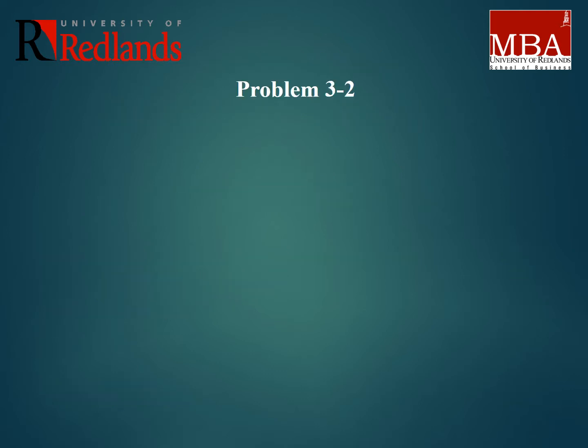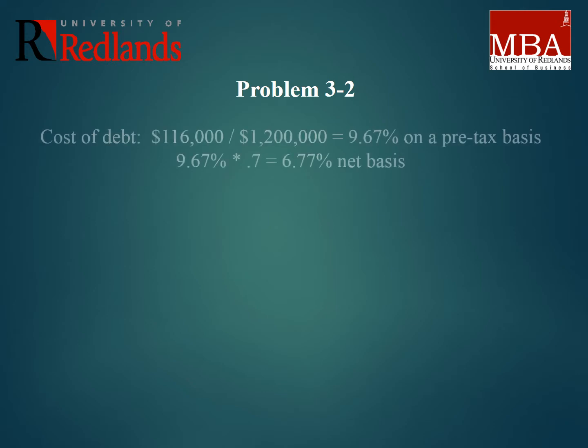In problem 3-2, you're presented with some excerpts from the balance sheet of Subtle Edge Incorporated. You're also given some information related to the risk-free rate of return, which is 3%, the risk premium, 4.05%, and the tax rate of 30%. You're then asked to compute Subtle Edge's weighted average cost of capital. First, let's look at the cost of debt.